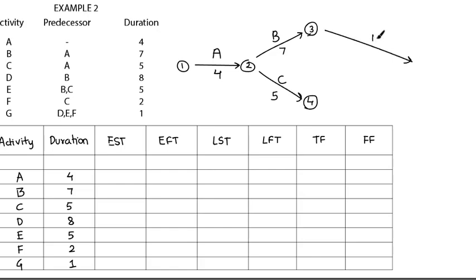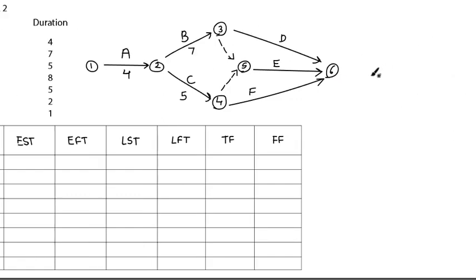So this is D, B and C are meeting. This is node 5, from which E is coming. And this is F, which is coming from C. There is 1, 2, 3, 4, 5. This is the sixth one, and from this G will come. G is coming from D, E and F. There is 6, and the final node number is 7.